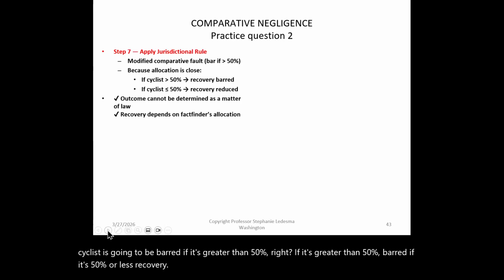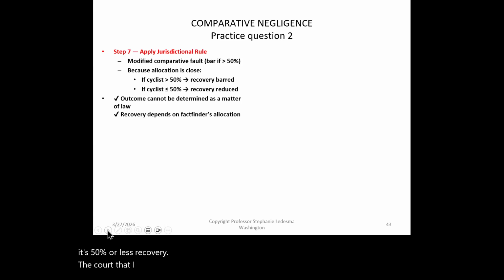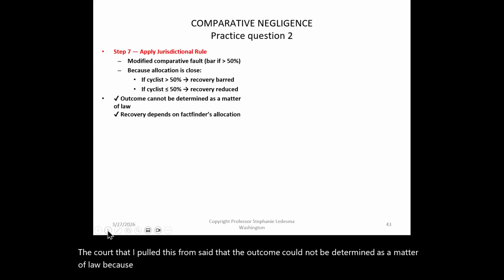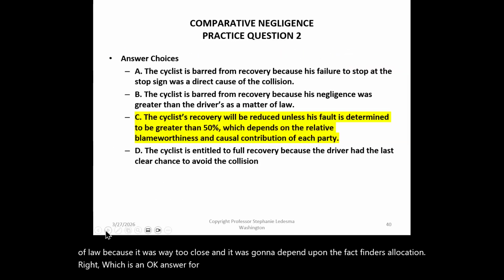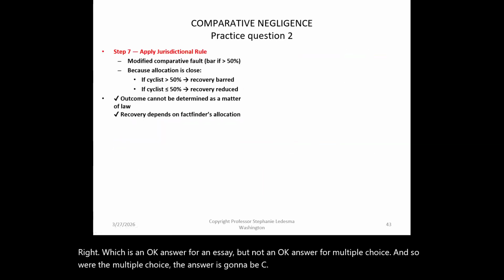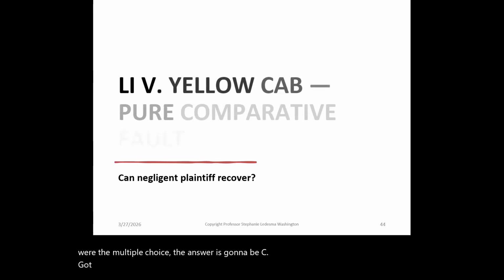The court that I pulled this from said that the outcome could not be determined as a matter of law because it was way too close and it was going to depend upon the fact finder's allocation, right? Which is an okay answer for an essay, but not an okay answer for multiple choice. And so with a multiple choice, the answer is going to be C. Got it? That's comparative negligence.